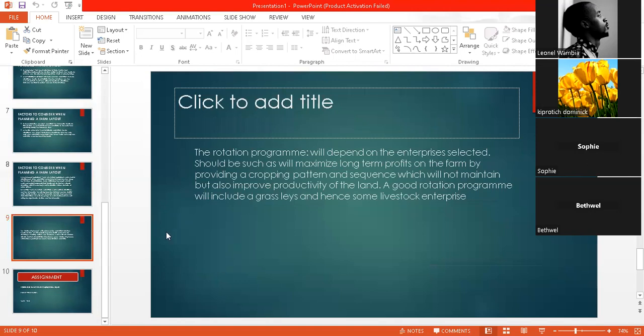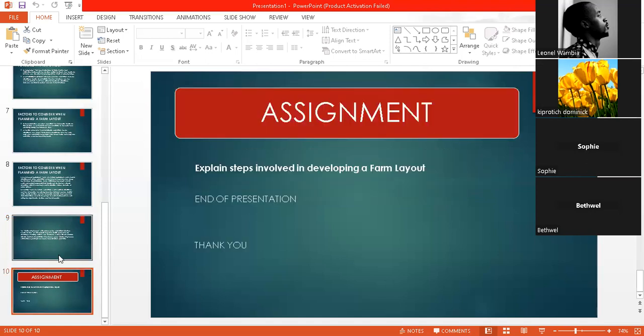When you're planning a farm layout, you need to have a rotation program, and it will depend on the enterprises selected. For example, if you have maize and you're planting maize on this land, you can rotate it with beans for the next season and then plant maize on the part of land that beans had. So a good rotation program is very key in planning a farm layout, and it will help to improve the productivity of the land. For example, monocropping causes a lot of loss of fertility and is not good. So you need to consider a very good farm layout that can be able to at least increase your productivity.